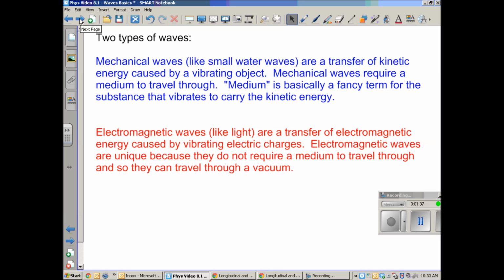So we're going to talk about two different types of waves. What we're going to focus most of our energy on is this first type, what's called a mechanical wave. A mechanical wave is, when you think of a wave, probably what you're thinking of. If you picture water waves or a wave at a stadium or a wave on a slinky or a string, that's a mechanical wave, because they're transferring kinetic energy. The particles are vibrating, causing a chain reaction, causing particles farther away to vibrate.